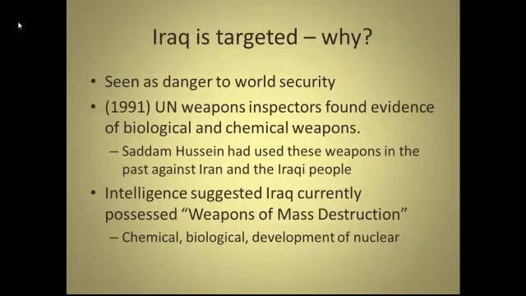So why is Iraq targeted? There are a couple of reasons. The first is that the country was seen as a danger to world security. The events of the first Gulf War, as well as intelligence found of biological and chemical weapons, made the United States and the rest of the world community question whether or not Saddam Hussein was still possessing weapons of mass destruction. Now, he had used these weapons in the past against both Iran and his own people, but the intelligence suggested that Iraq currently, at the time, in 2002, possessed these types of weapons.